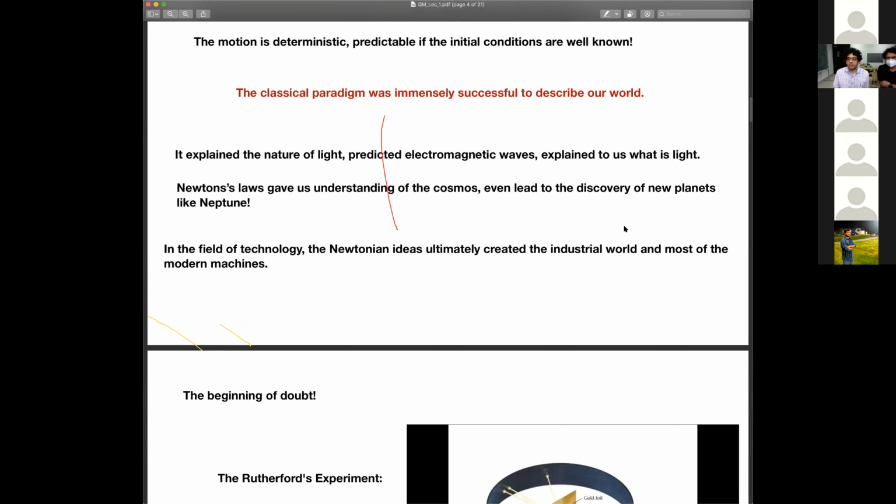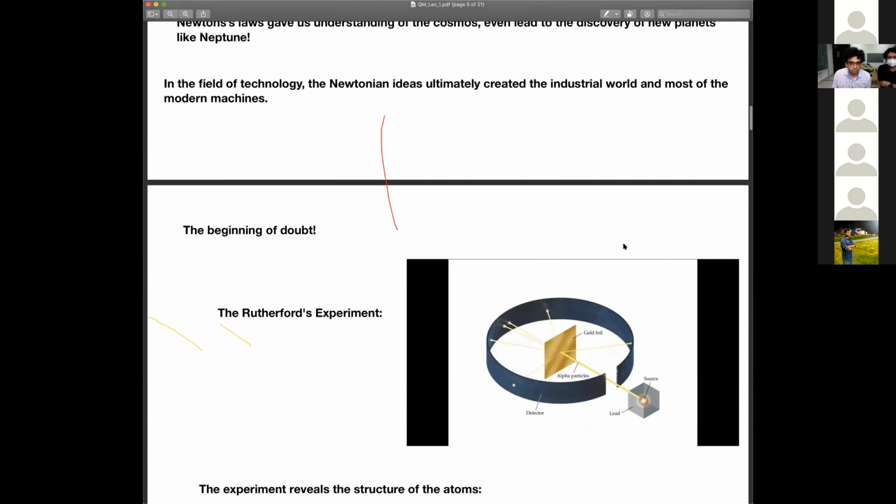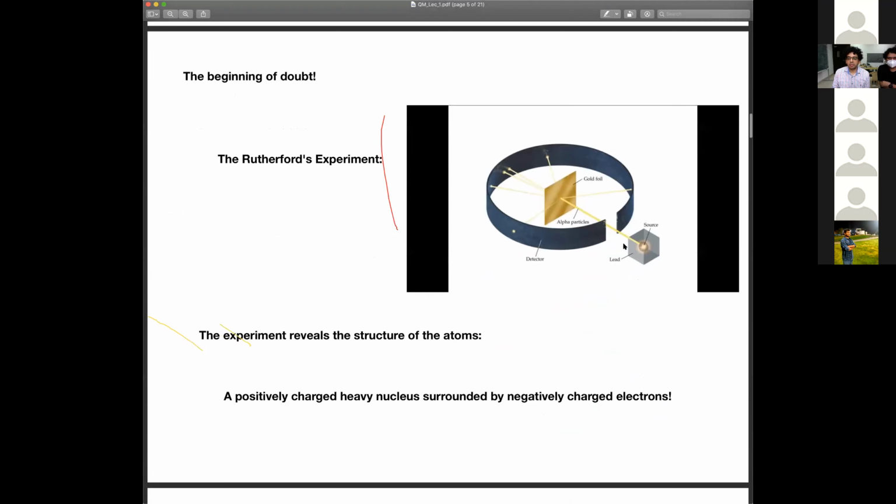Okay. So given everything was hunky-dory, what's the problem? Why do we have to go beyond these laws of Newton and electrodynamics that was formulated by Maxwell? Of course, it is actually a very interesting fact in physics that at every stage of exploration, you find something new. What does that mean?